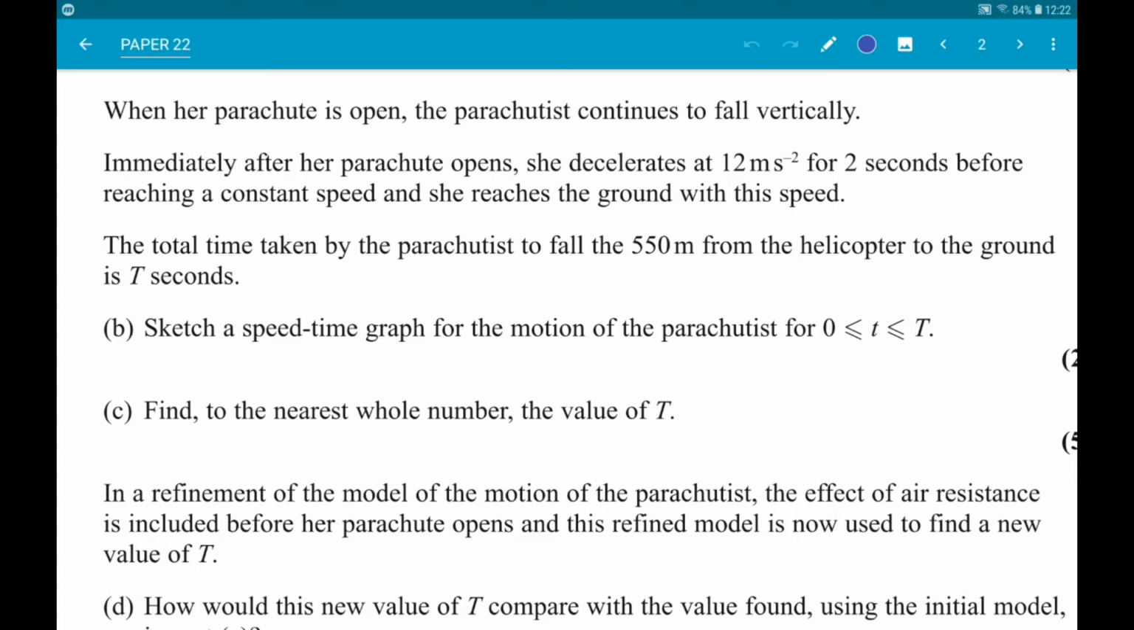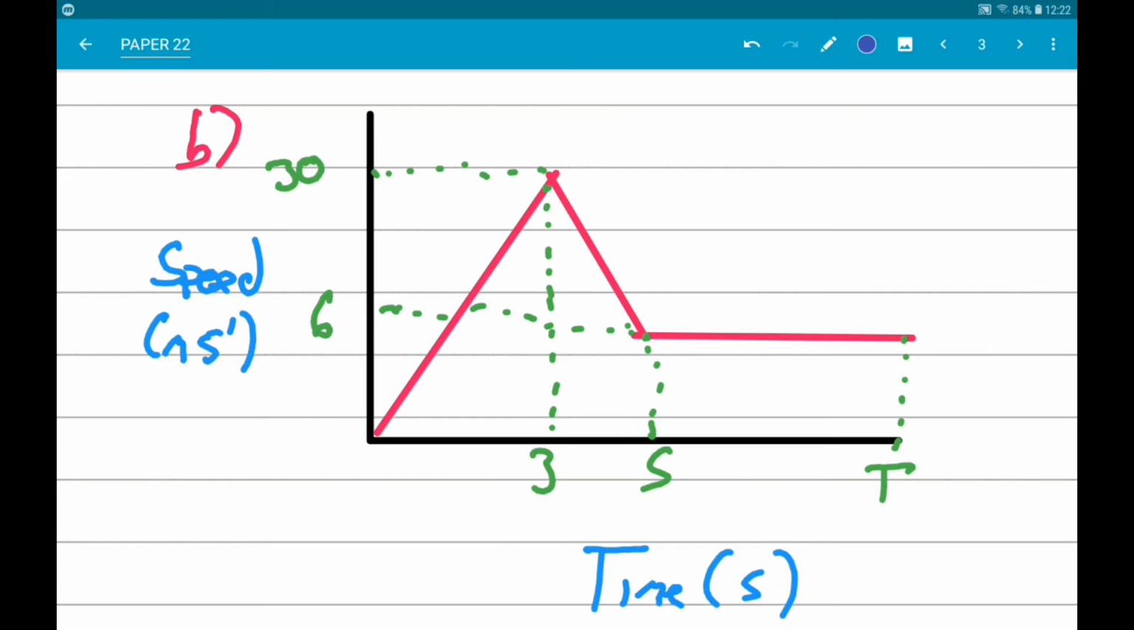C. Find to the nearest whole number the value of t. Alright, so on a speed time graph, area under the graph is the distance travelled. So, we know the total area is 550. Let's break it into 3 separate areas. So let's call them A, B, and C.